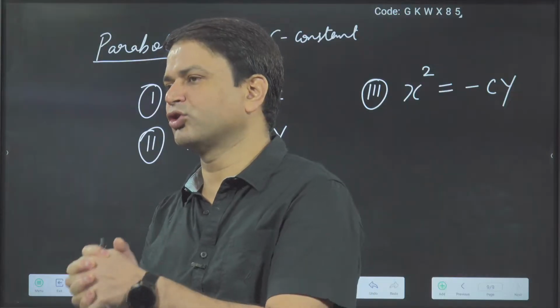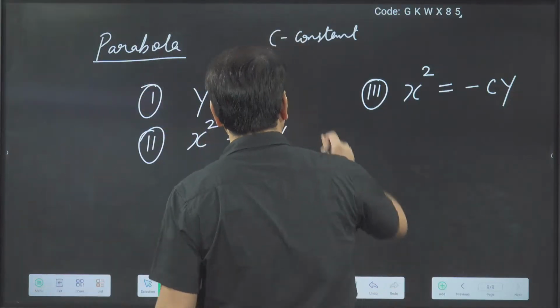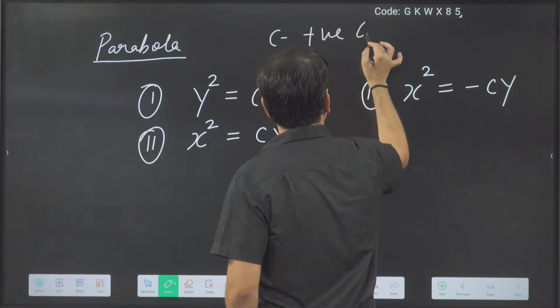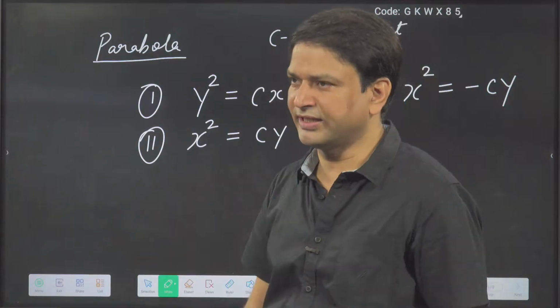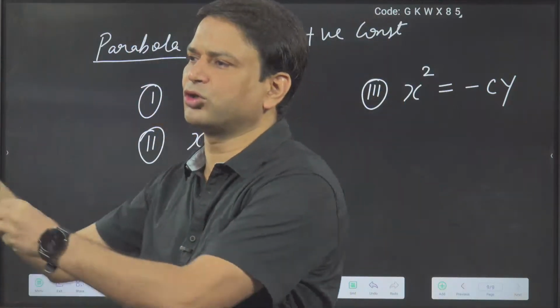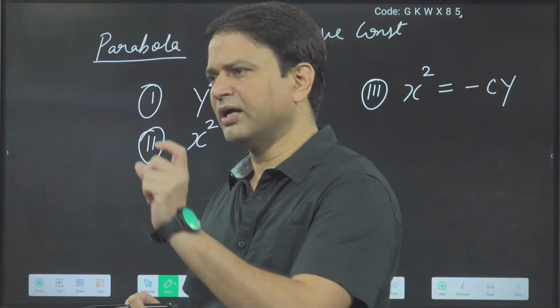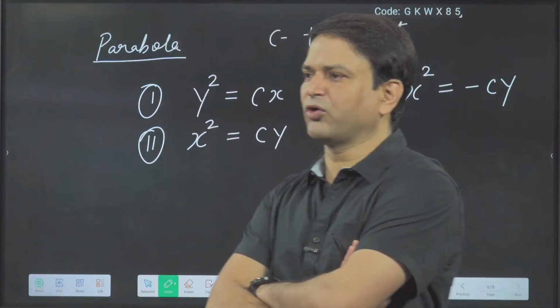So x square is equal to minus cy. I am saying C is a positive constant. Okay, C is a positive constant, so that no confusion will come. See, I have given, like, x square is equal to minus 3y. So the left hand side is positive, and the right hand side is positive or negative?